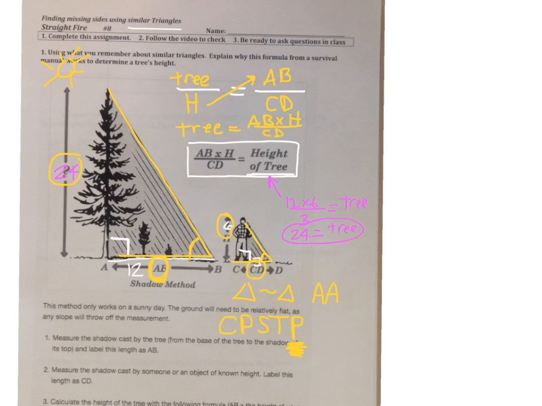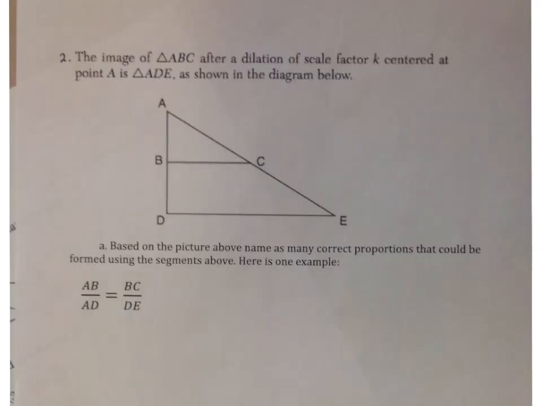Alright, on to some more questions on the back. These are some questions that are similar to, or exactly the same as, the ones on the state test. So first question on the back, question number 2. It says that triangle ABCD, the image of this after a dilation with a scale factor of k, is the brand new triangle here.